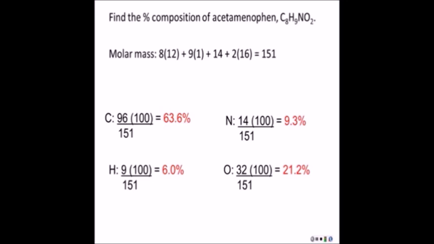Again, I like to keep a number in the tens place for this. When you finish, your percentages should pretty much add up to 100. Sometimes because of rounding, you might get 99.9, but that's one way to know that you did it correctly.